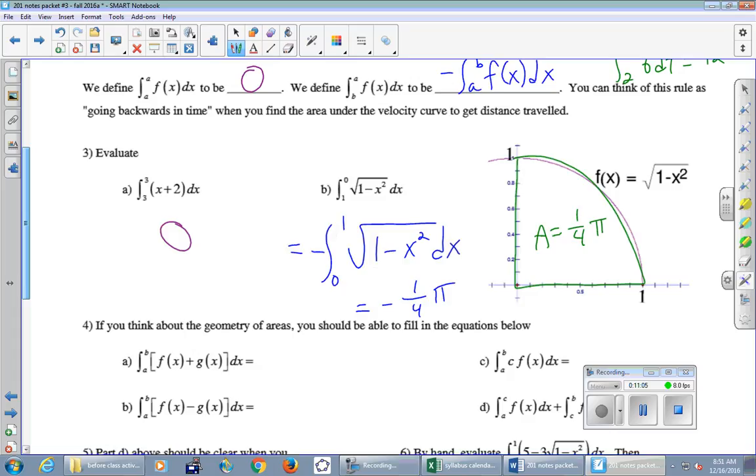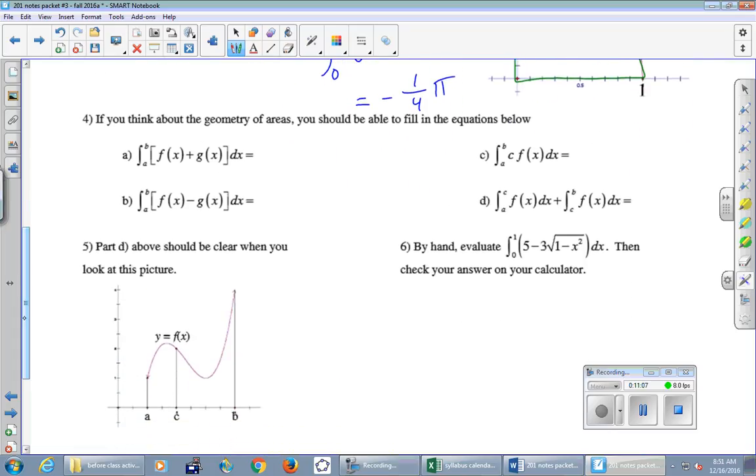Okay, number 4 has a few properties for us to fill in. Let's actually start with part C. It says the integral from a to b of a constant times f of x dx. What we want to do is compare this to the integral of just f of x dx. Now, they aren't equal, but I want to know how they relate to each other.